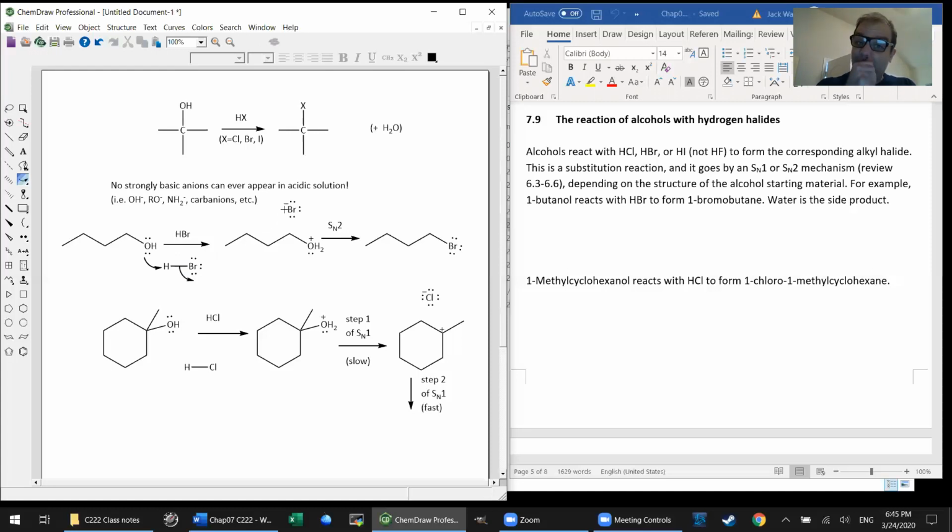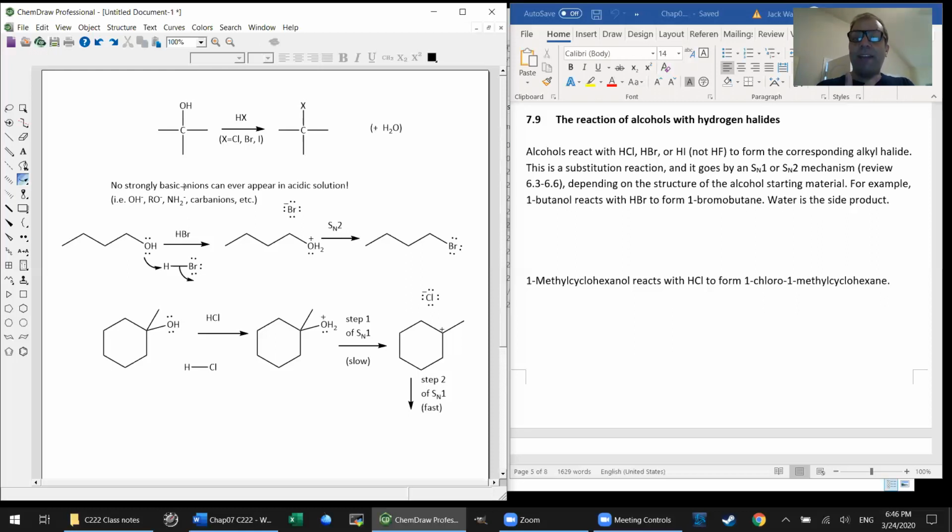And why is it okay to have Br minus? We just said something about anions in acidic solutions, so how can I have Br minus? Well, Br minus is not a strongly basic anion. Br minus is the conjugate base of HBr, which is a very strong acid. So Br minus is a terrible base. And so anions like that are okay in acidic solution, but only if they're extremely weak bases. So that would mean that they would be the conjugate bases of very strong acids.